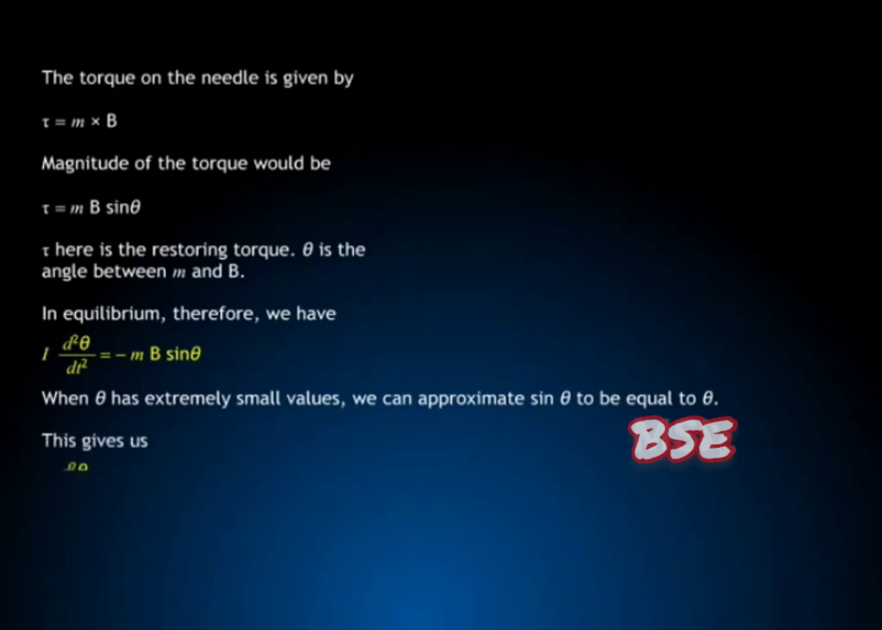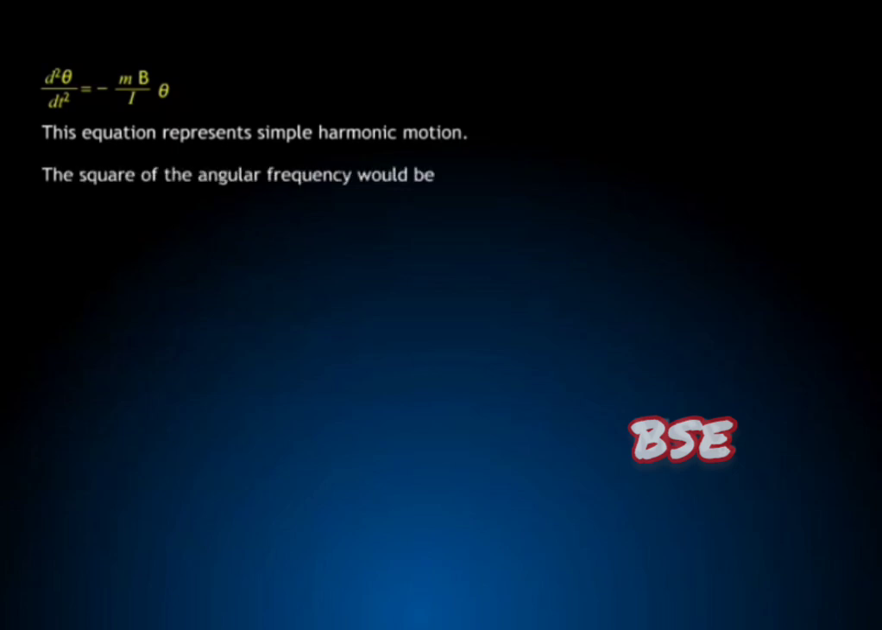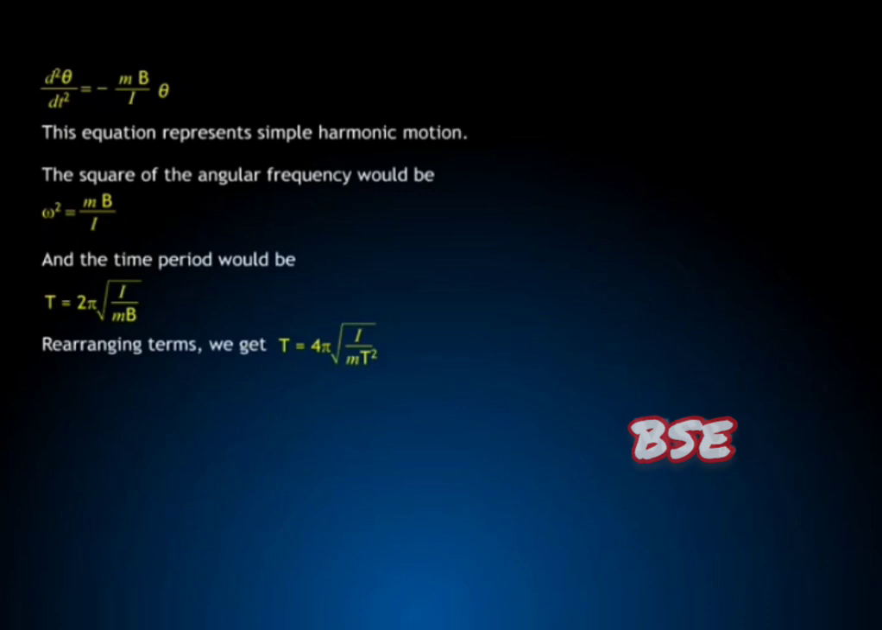This gives us I d squared theta by dt squared is approximately equal to minus mB theta, or d squared theta by dt squared equals minus mB by I into theta. This equation represents simple harmonic motion. The square of the angular frequency would be omega squared equals mB by I, and the time period would be T equals 2 pi root I by mB. Rearranging terms, we get B equals 4 pi squared I by m T squared.